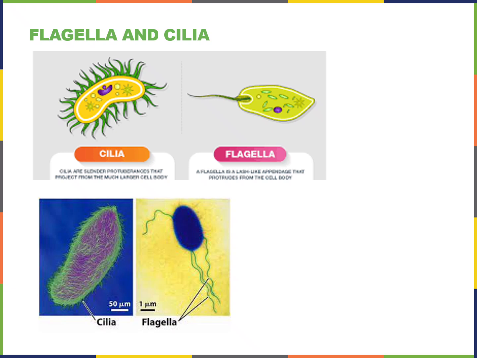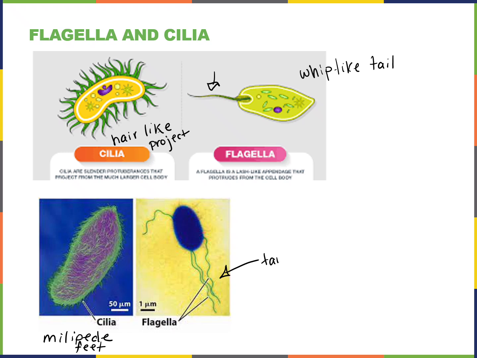These extra little bits that you see on the cells, these help with movement. Flagella are a whip-like tail that helps to just kind of move the cell as it needs to go. Okay. Cilia are little hair-like projections that also help with movement. I like to think of cilia as like millipede feet, and then flagella as just like a regular tail for moving. Okay.